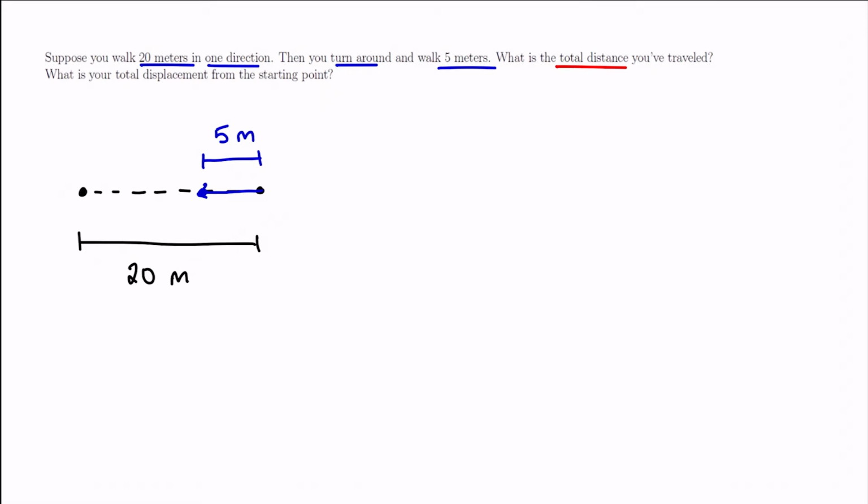Distance is usually represented with the letter D, so we can write this down and then add up the total distance that we travel in this problem. So we first go 20 meters, and then we turn around and go another 5 meters. So the total distance traveled is 25 meters.